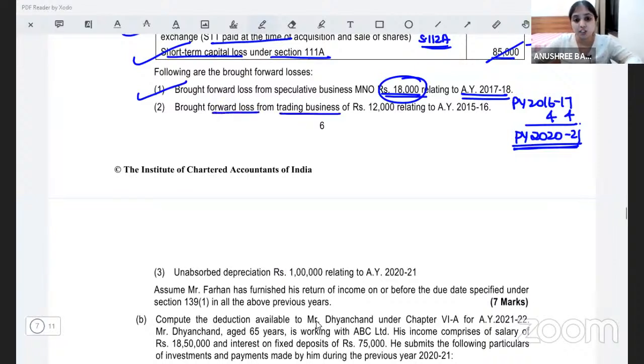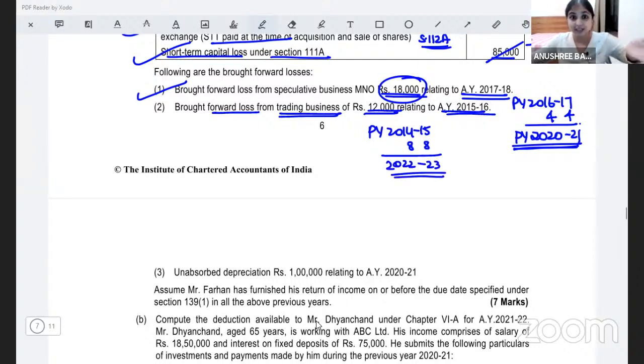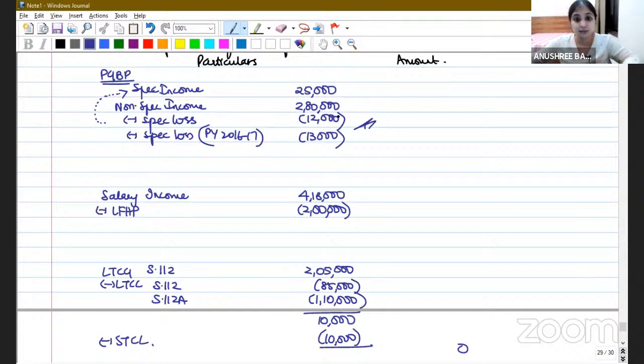Then brought forward loss from trading business 12,000 relating to assessment year 15-16. Assessment year 15-16 means previous year 14-15. I can carry forward other business loss for 8 years, which means I can carry it forward till 22-23. Current previous year is only 2021, well within the 8 years limit. This 12,000 can be adjusted against my PGBP. I have enough PGBP. So less business loss belonging to previous year 14-15, how much is it? 12,000. Even this we can adjust.